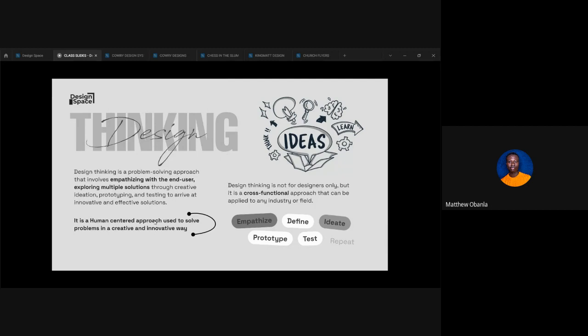So I mentioned that design thinking is not only for designers. Sometimes this topic is so broad that it does not apply to only designers, but I'm going to get to a point in this class where I'm going to divert to the designers' part of design thinking. So I'm taking design thinking generally. Do you get what I'm saying? I said design thinking is not for designers only, but is a cross-functional approach that can be applied to any industry or field. You get what I'm saying?